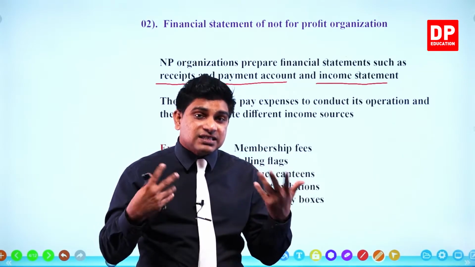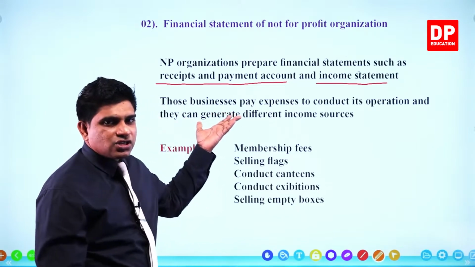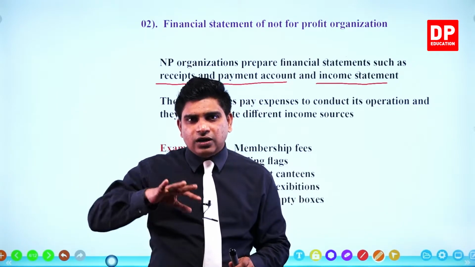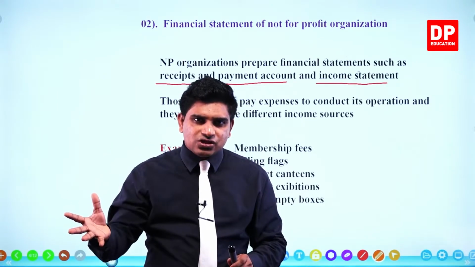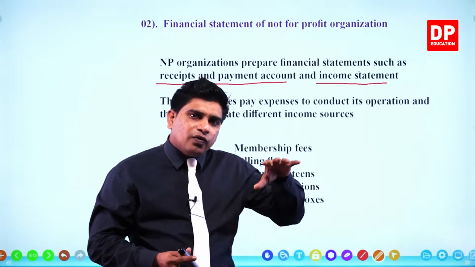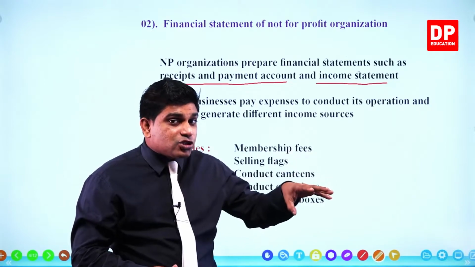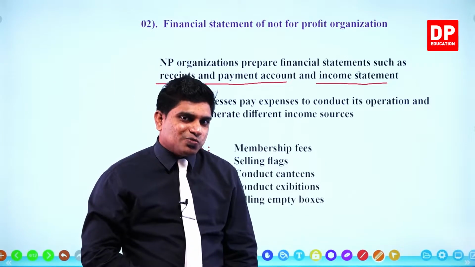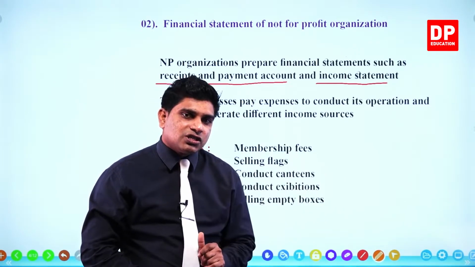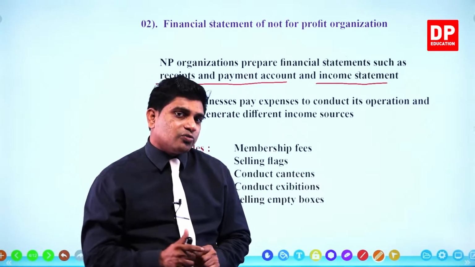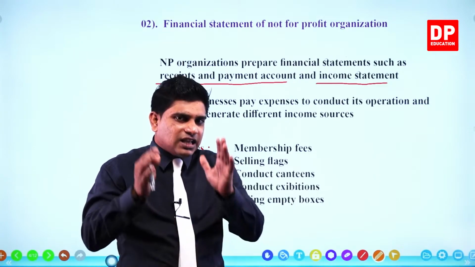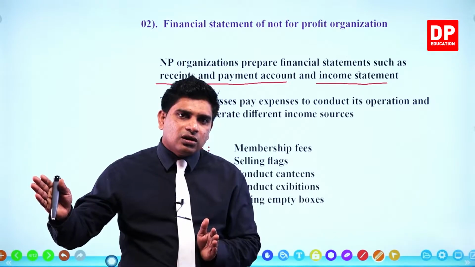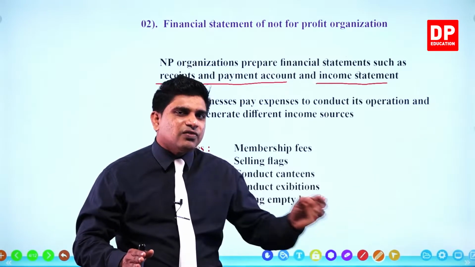We can't use the word cash book. Why? This is a not-for-profit organization. A profit organization maintains a cash book to enter all its received cash and paid cash, right? A not-for-profit organization also maintains a cash book to record all the received money and paid money, but we don't use the word cash book, because it is a term for profit-motive businesses. But the same thing is done here. Whatever you record in the cash book is recorded here, but we change only the name.